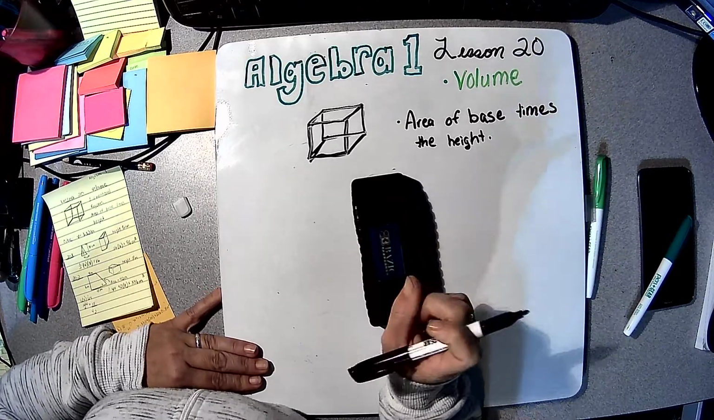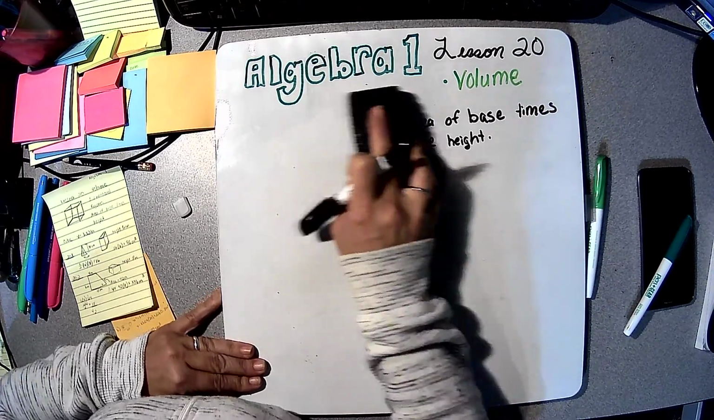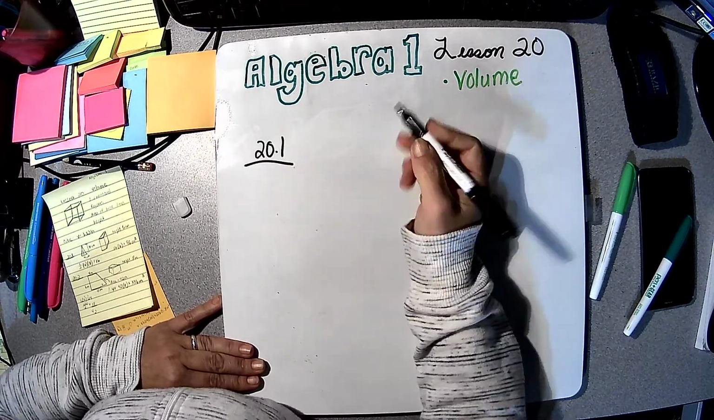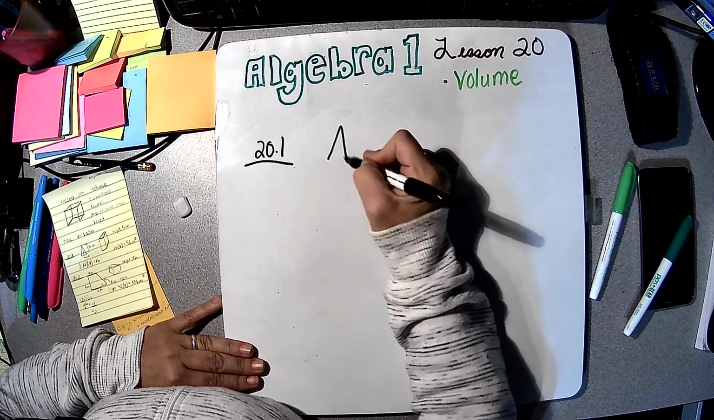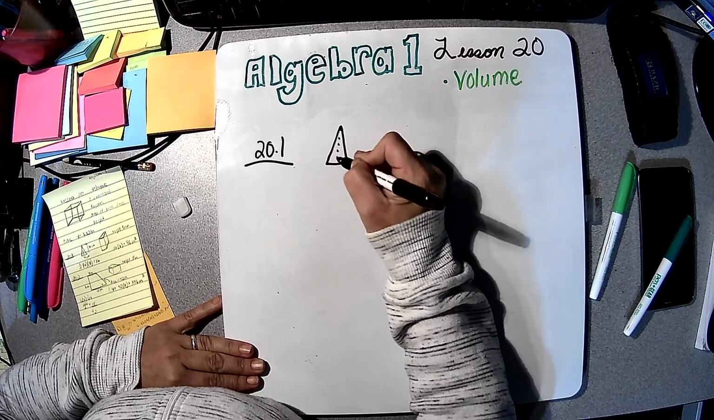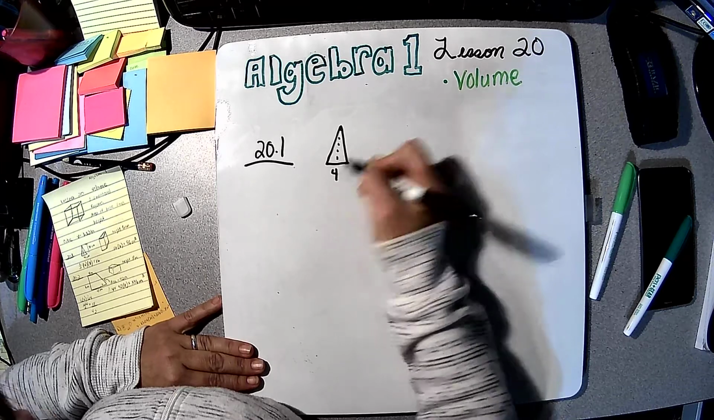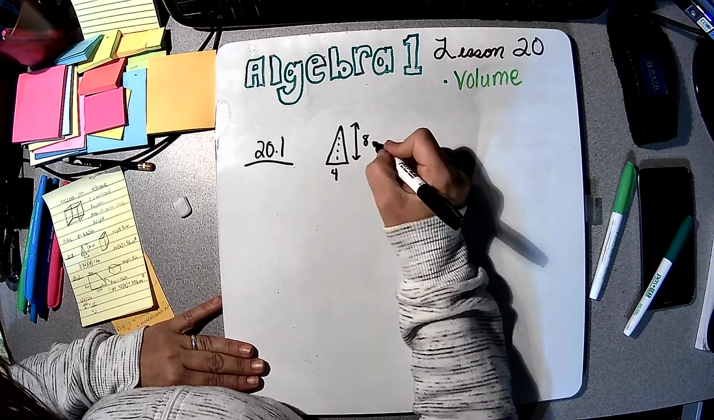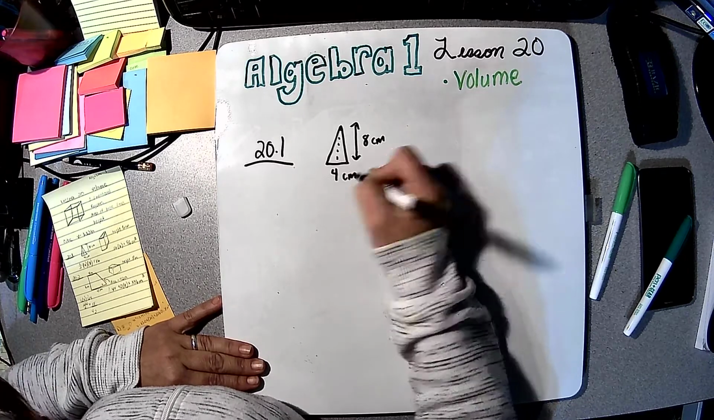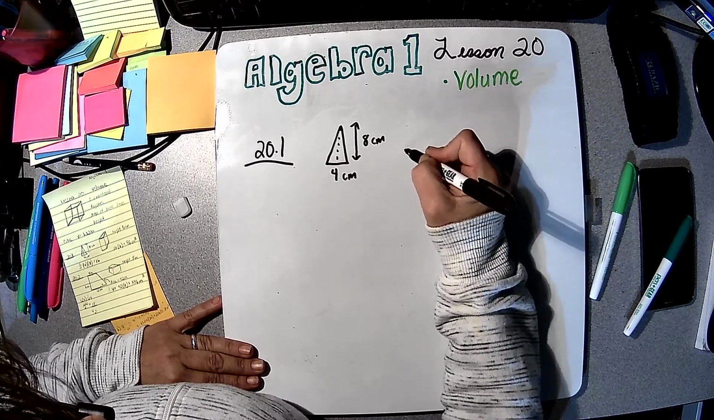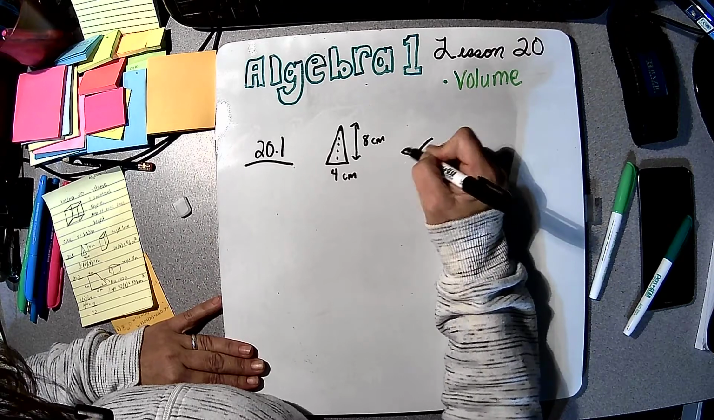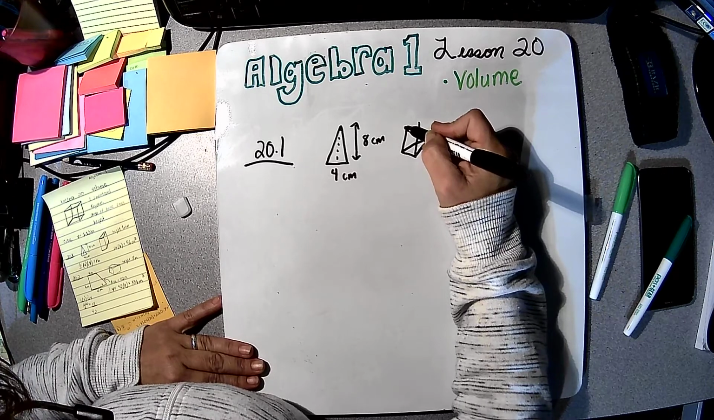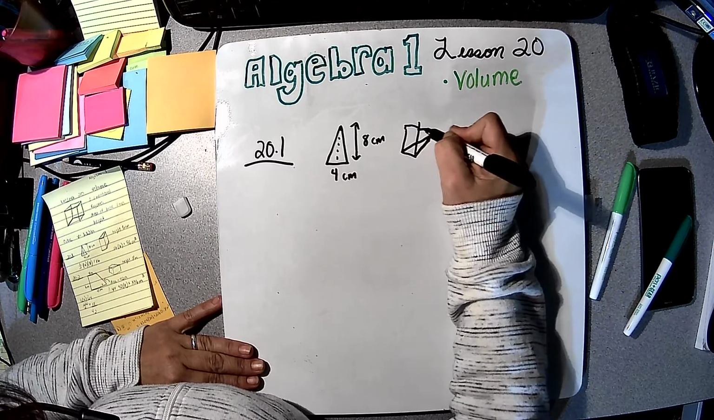But most of the time, they're not going to give you figures that are exact cubes. They're going to give you something else. So let's try 20.1. They're going to give you all kinds of crazy shapes. This one shows us a triangle like that, and this is 4 centimeters, and up and down it is 8 centimeters. But then it shows us that this is actually the base of a triangular prism, which is basically like a piece of pie.